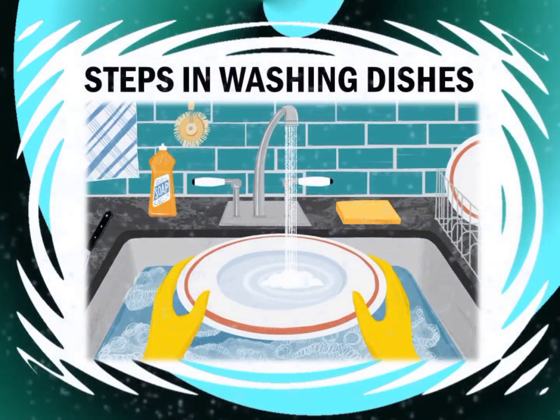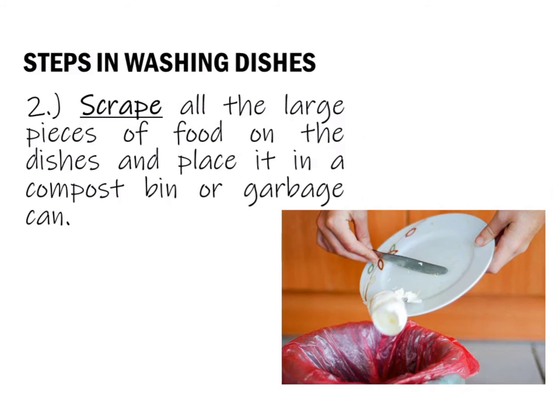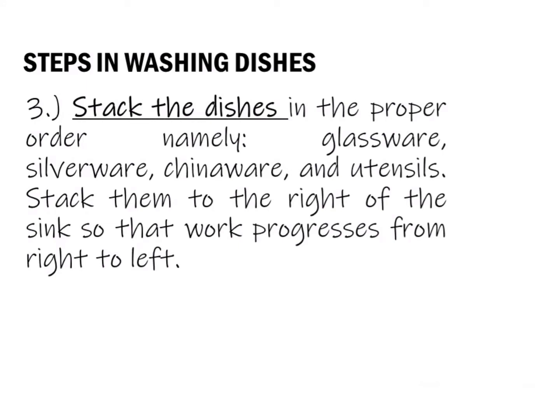Steps in washing dishes. First, wear rubber gloves. If you have dry hands or other skin problem, wear aprons too. Second, scrape. Scrape all the large pieces of food on the dishes and place it in a compost bin or garbage can. Third, stack the dishes. Stack the dishes in the proper order, namely glassware, silverware, chinaware, and utensils. Stack them to the right of the sink so that work progresses from right to left.